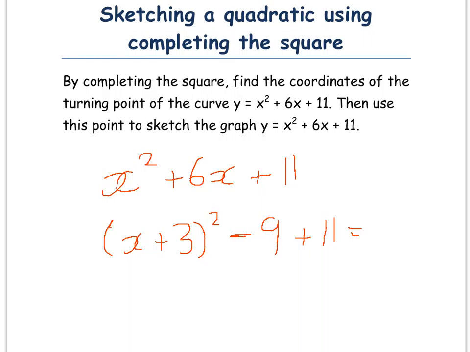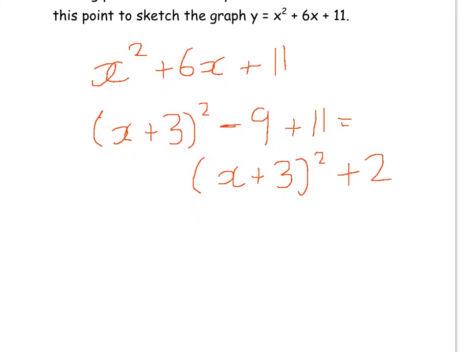Now we just need to tidy that up. So we get x plus 3 squared, add 2. And that is the completed square answer for what we're given. So we can also put that is equal to y. Now, a couple of key things here.